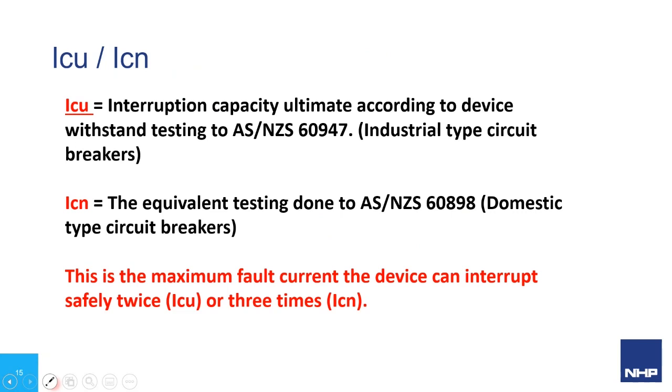ICU and ICN is the maximum fault current the device can interrupt safely, twice for ICU or 3 times for ICN. There are different standards and different test criteria contained in both of those standards, but this is what they need to withstand ultimately.